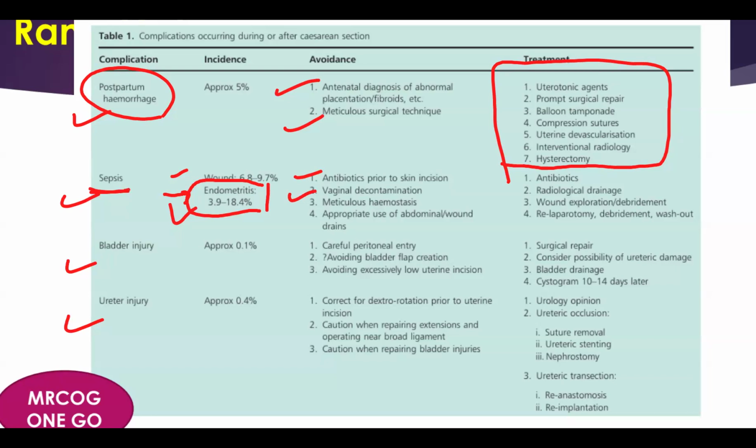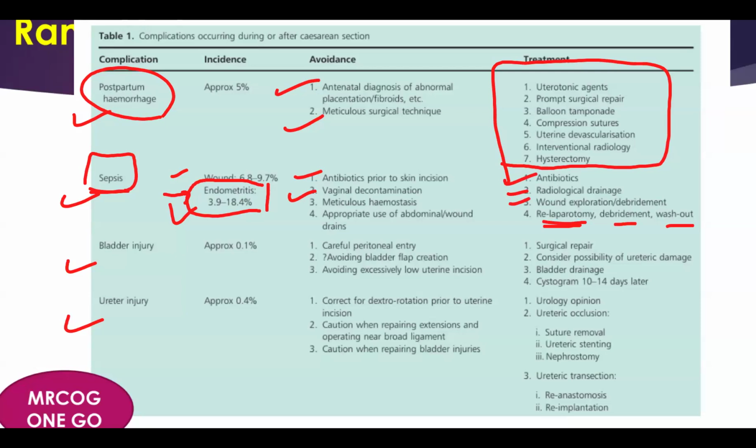As part of the sepsis prevention, we are also offering routine MRSA cream for the patient, nasal and groin, so we will be sure that the patient has no resistant bacteria on the skin or inside the nose. How to treat? Antibiotic, radiological drainage if we have abscess formation, wound debridement, and relaparotomy, debridement, and washout.